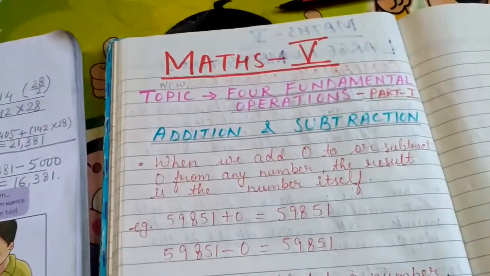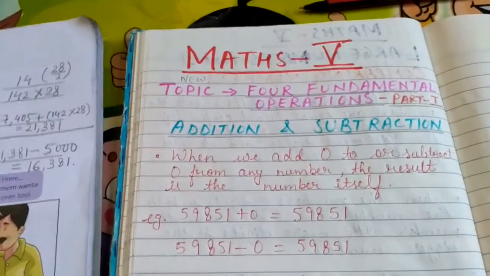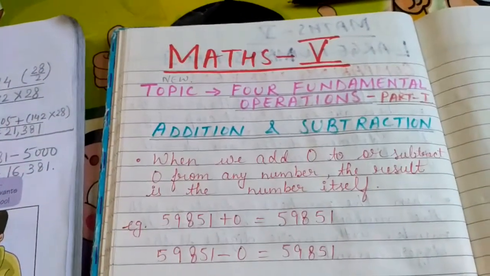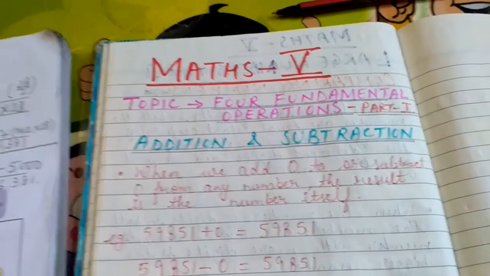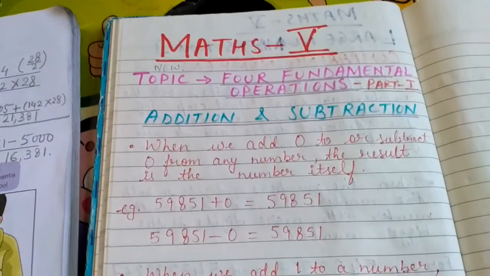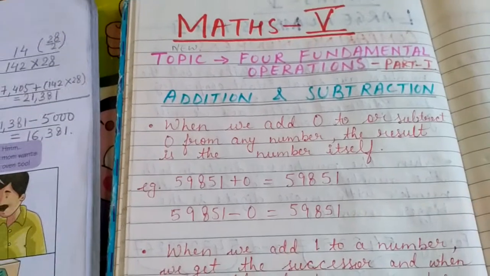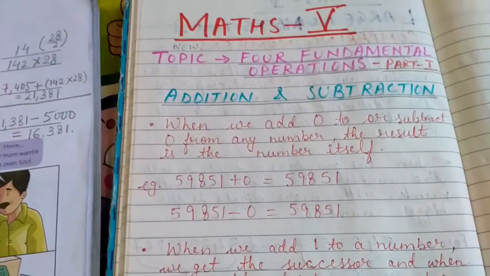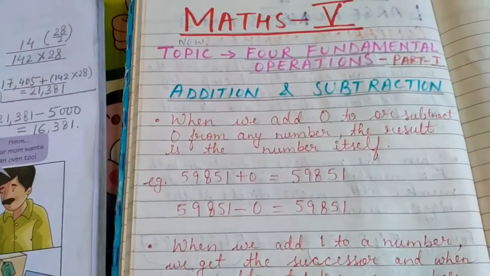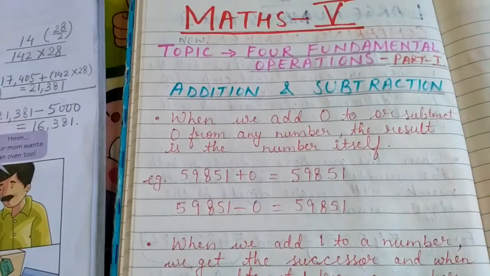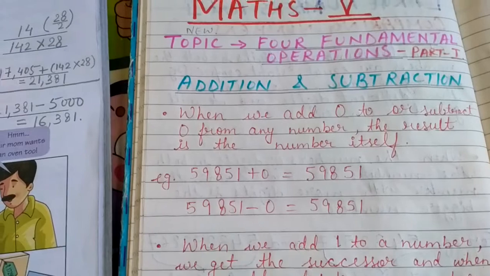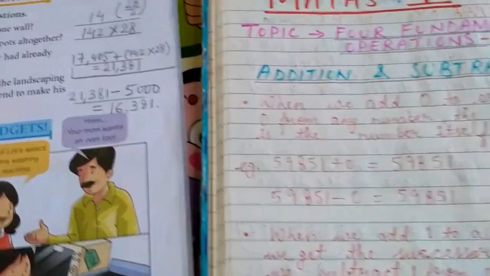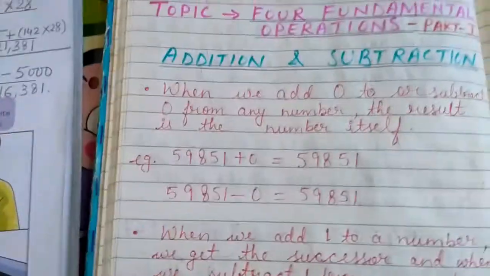Today we will start a new topic that is based on chapter 2 of your maths course book, and the topic is 4 fundamental operations part 1. In our previous topic we have already studied so many things about large numbers, Indian and international place value systems, successor, predecessor, forming the greatest number, smallest number, about Roman numerals, and many more things.